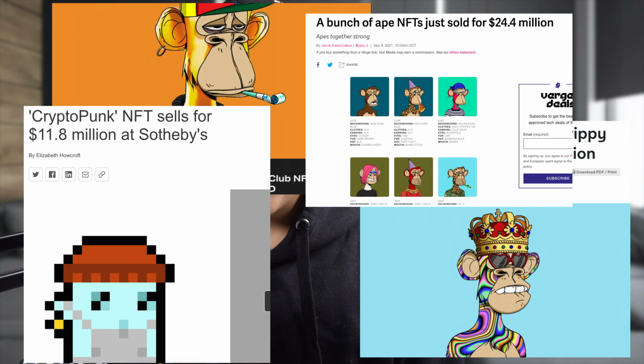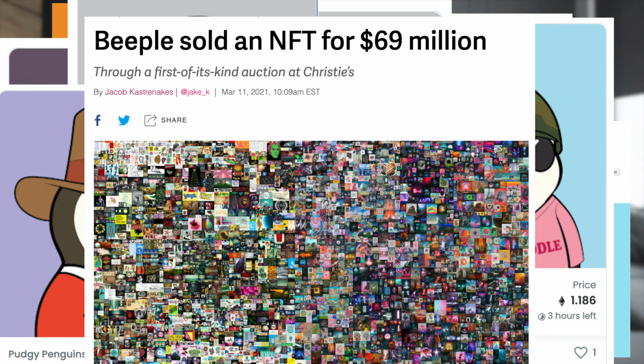Now, a common argument against NFTs is, what gives them any value? Like, I can just screenshot it or save the JPEG and I get the exact same thing. Well, the NFT itself doesn't actually have any real world value. It is the value given to it by the customer, which is what makes it sell for millions.